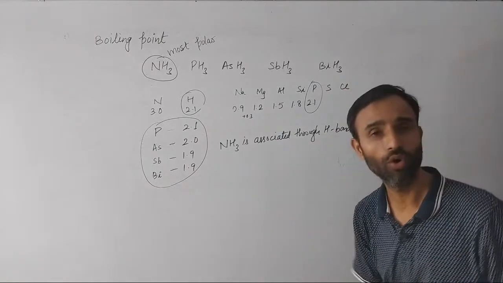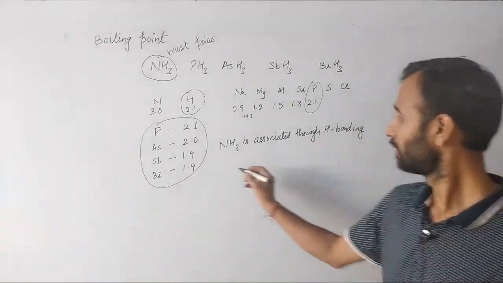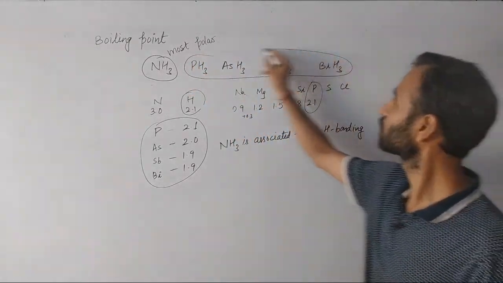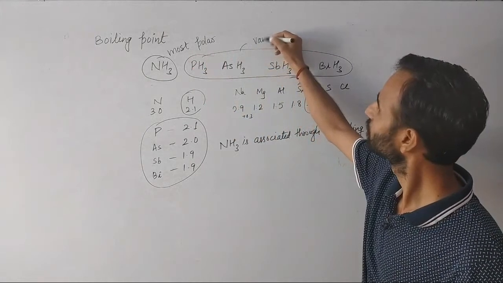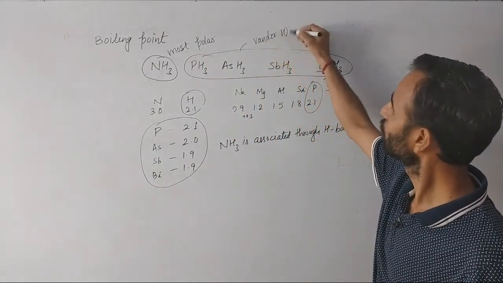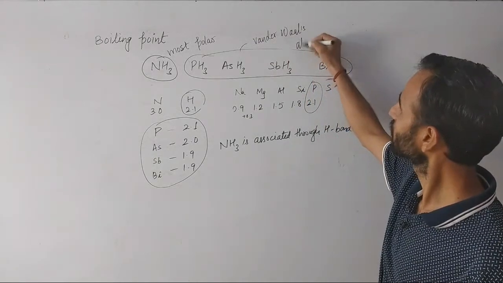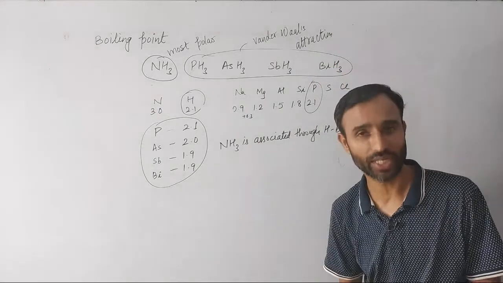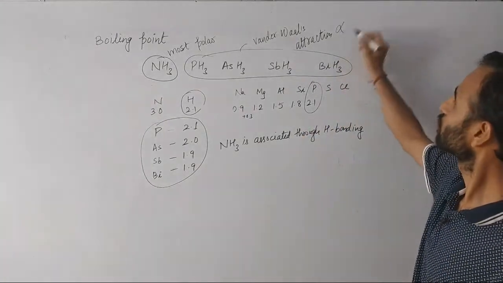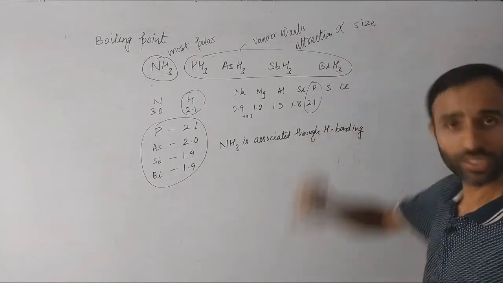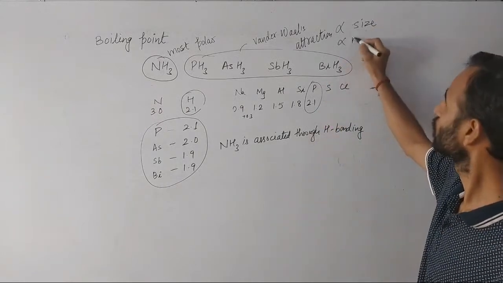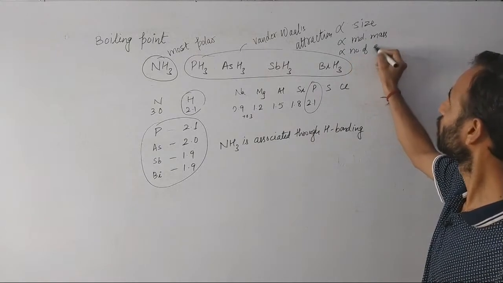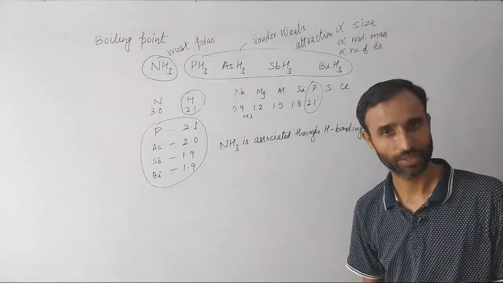Ammonia is associated through hydrogen bonding, but in PH3, AsH3, SbH3 or BiH3, there is van der Waals attraction. And whenever there is a van der Waals attraction, you know, van der Waals attraction is directly proportional to size, directly proportional to molecular mass, directly proportional to number of electrons.